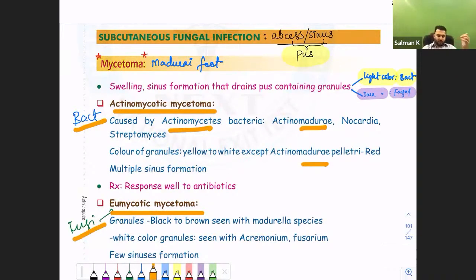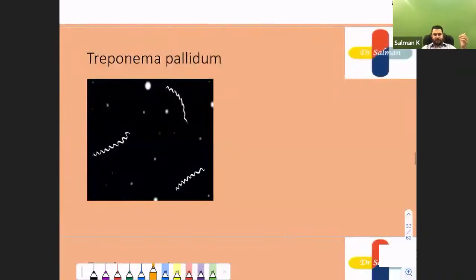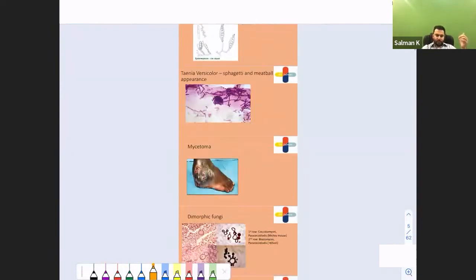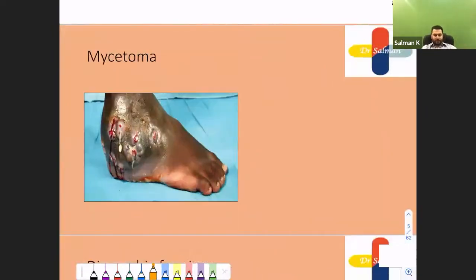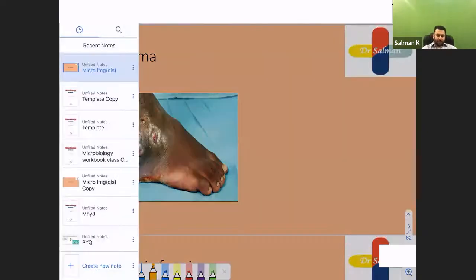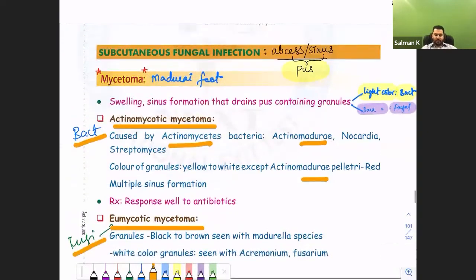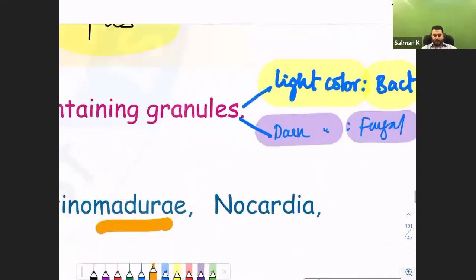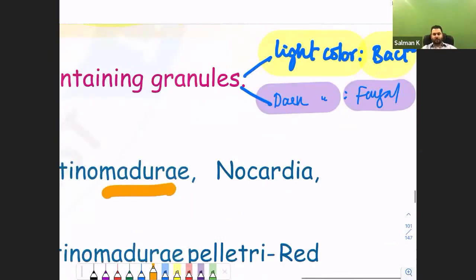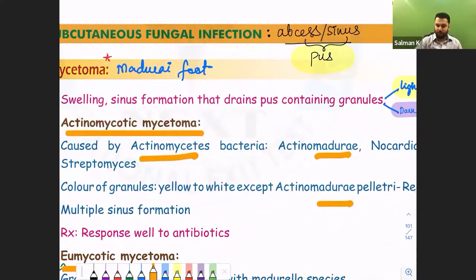Now, once you examine this picture, let's have a look here. We are going to collect that pus, and after this we examine the granules in it. If the granules are light colored, you should know it is a bacterial cause. And if the granules are dark, we should know it is the fungal cause. That's something you should all know. All right, so this was mycetoma, Madura foot.